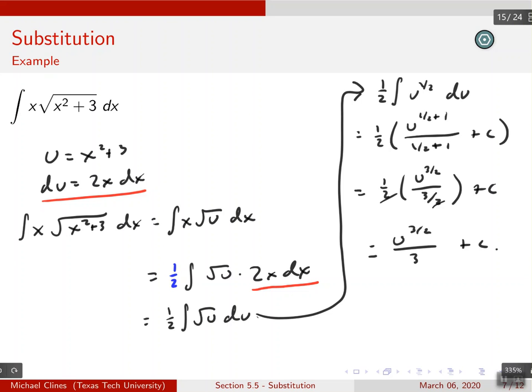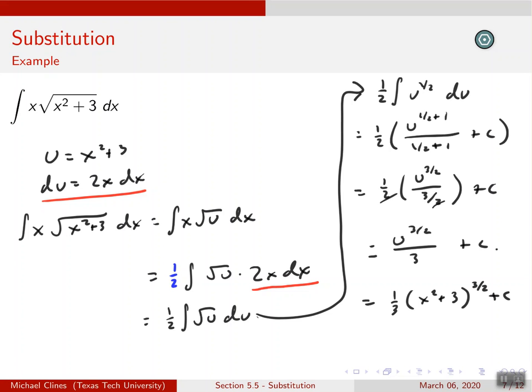Our problem was given to us in terms of x, and our answer is in terms of u. So basically this problem is telling us that x is better than u, so we have to sub back in for x, and we get that u to the 3 halves divided by 3 plus c is actually just 1/3, I just pulled the 3 out front, times u, but u is just x squared plus 3 raised to the 3 halves plus c.